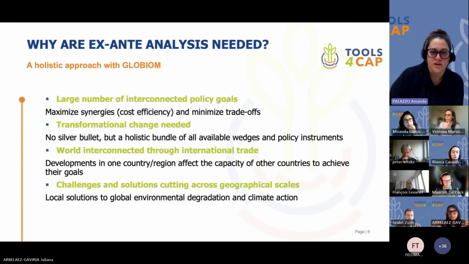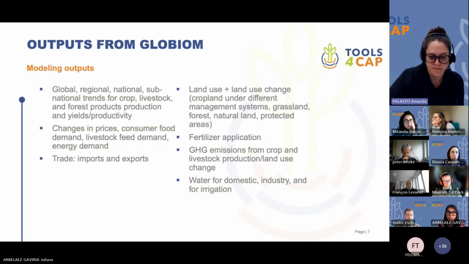As Thomas presented already, we need these kinds of holistic tools like GLOBIOM for an ex-ante analysis to look at these synergies and trade-offs between the interconnected policy goals, because we know that transformational change is needed, and we know that the world is interconnected through trade. So the impacts and adaptations of large countries or large regions are felt by small countries and other regions across the world. And we know that the challenges and solutions also cut across different geographical scales. So that's why tools like GLOBIOM are very useful for this purpose.